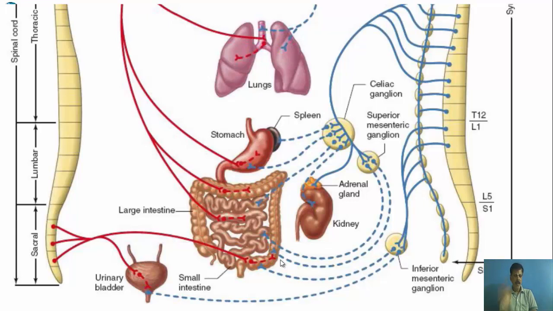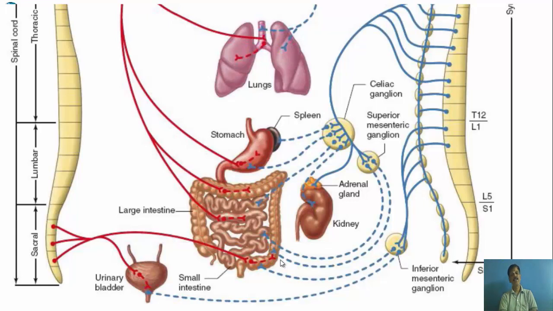Similarly, the parasympathetic preganglionic neuron goes up to the organ. The ganglion is not present outside the organ. It is usually present in the organ itself. That is the difference between parasympathetic and sympathetic.